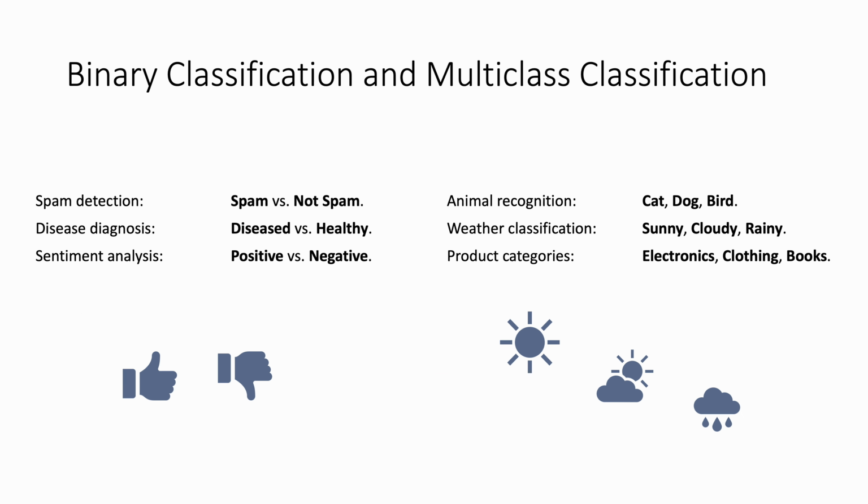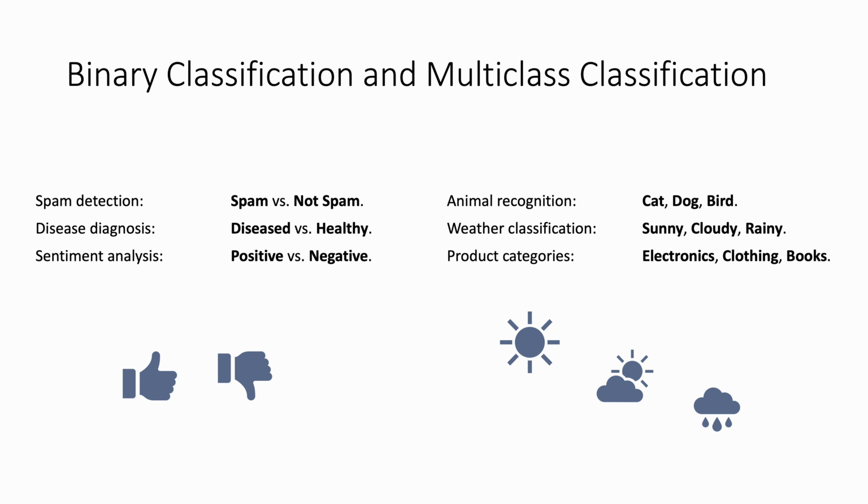Now let's talk about two fundamental types of classification in machine learning: binary classification and multiclass classification. Binary classification deals with two possible outcomes. For example, in spam detection, we classify emails as either spam or not spam. In disease diagnosis, a model predicts whether a patient is diseased or healthy. In sentiment analysis, a text can be classified as having a positive or negative sentiment.